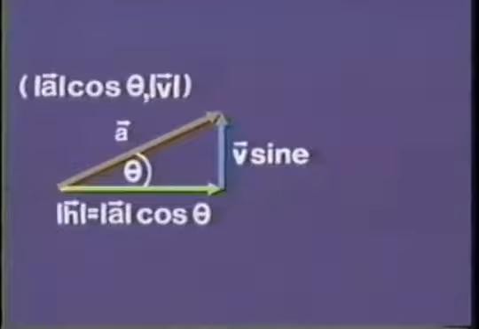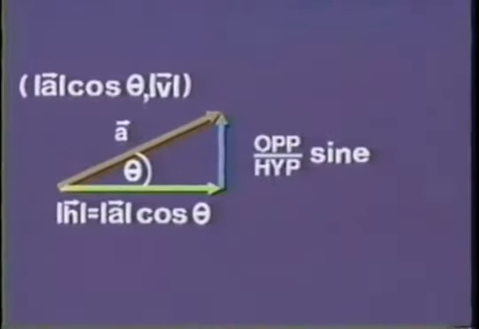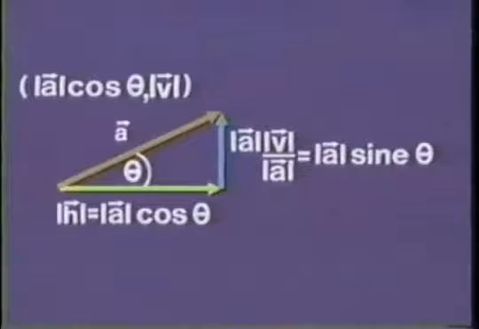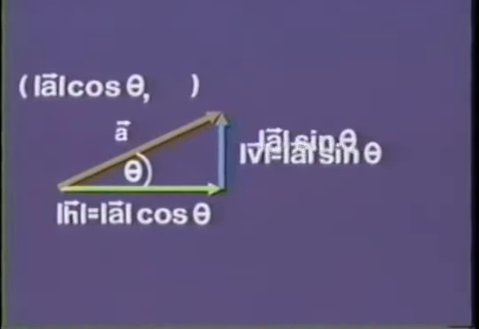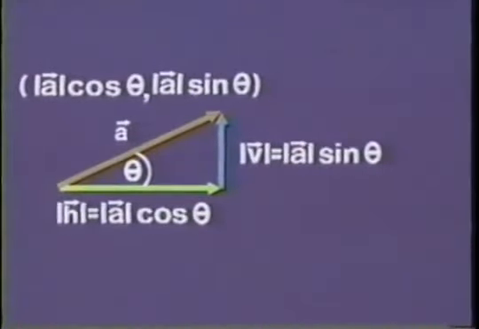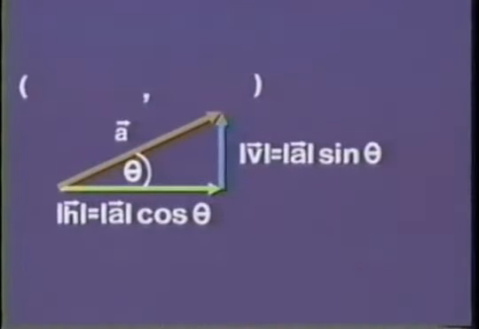Now for the vertical component. Instead of the cosine ratio, we'll use the sine ratio, which is the length of the opposite side divided by the length of the hypotenuse. So, opposite over hypotenuse, or the magnitude of V over the magnitude of A, equals the sine of angle theta. Therefore, the magnitude of V equals the magnitude of A times the sine of theta. The magnitude of A sine theta is the vertical component. So, we've resolved vector A into its components.